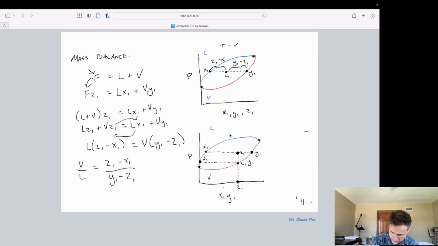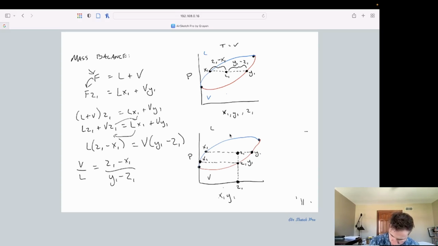And so now we have again our ratio of whatever is in the vapor phase to whatever is in the liquid phase. That is the ratio between the distance from our liquid composition to our feed to the ratio of our feed to our vapor composition. So that is going to be the same ratio of our vapor to our liquid phases and mole amounts.